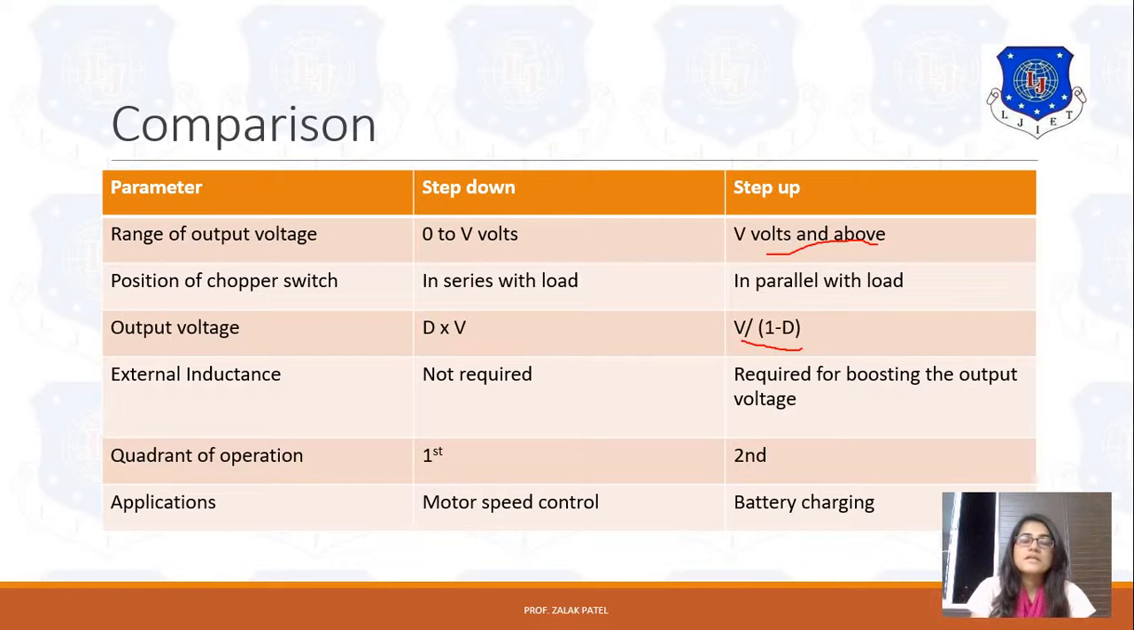Quadrant of operation, in case of step down, it is a first quadrant operation. In case of step up, it is a second quadrant. And from the application point of view, step down is used for speed control, and step up chopper is used for battery charging. So this is the comparison. This can be asked either in a 3 marks or in a 5 marks question.